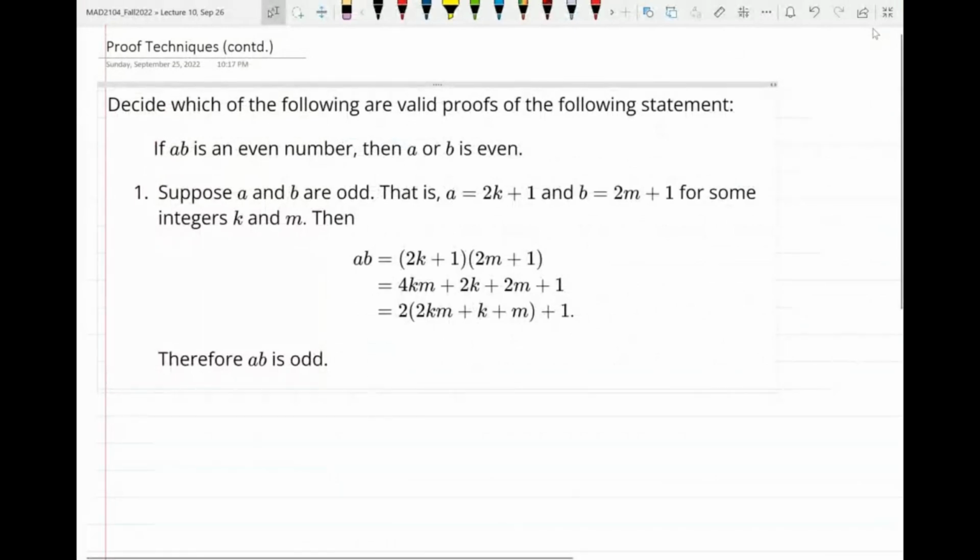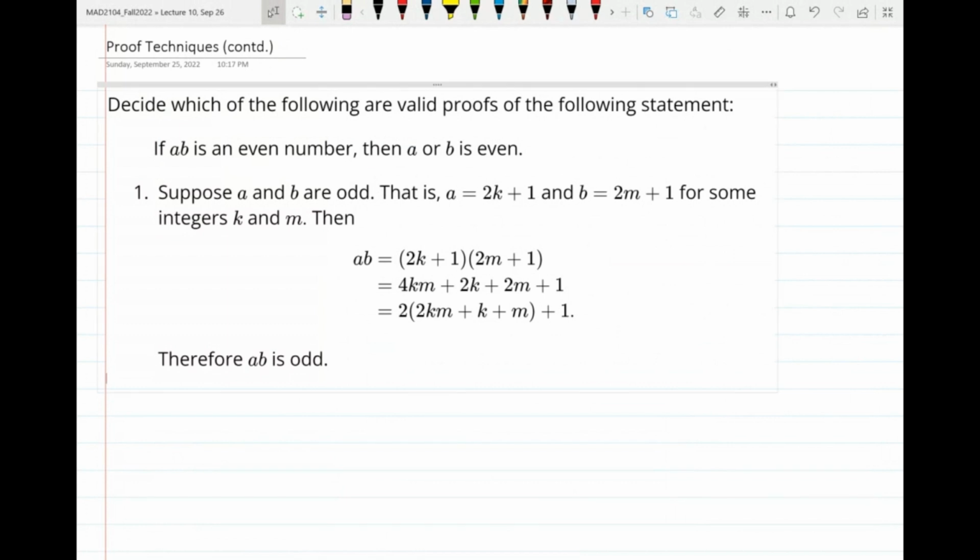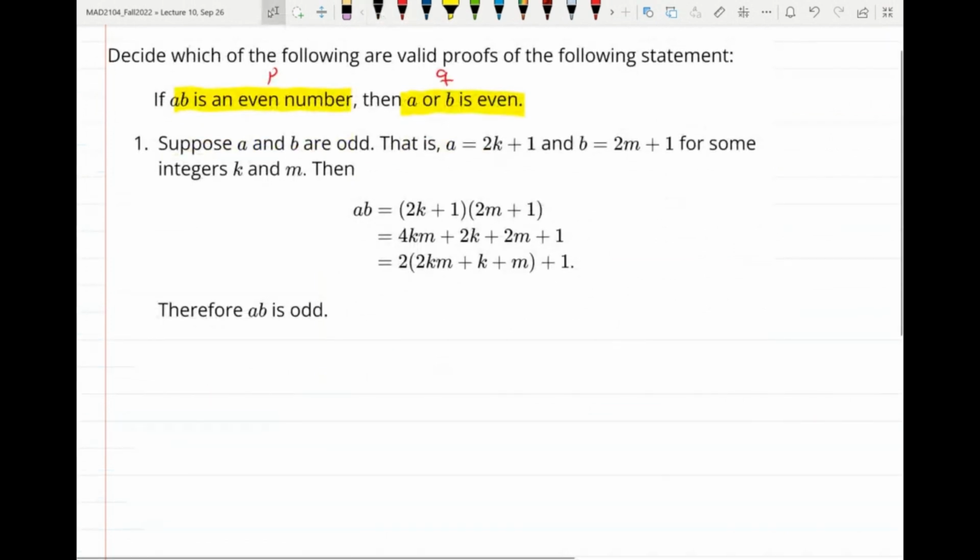Let's analyze this one and see if it's good or not, and then copy the next one and we'll repeat it and so on. Okay, so over here, this is something of the form P implies Q. So the original statement is this. This is P, this is Q. So the statement has the form P implies Q.